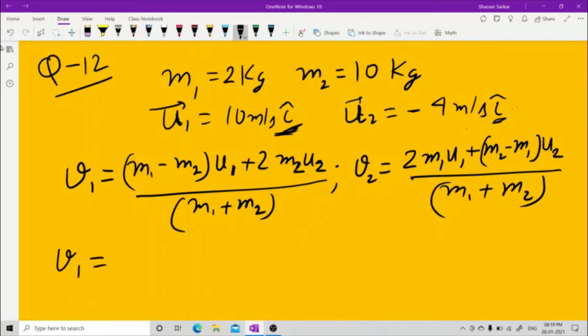V1 is equal to, what is this, 2 kg, (2 minus 10) into U1 which is 10, no problem. Plus 2 U2, M2 is 10 and you have minus 4.